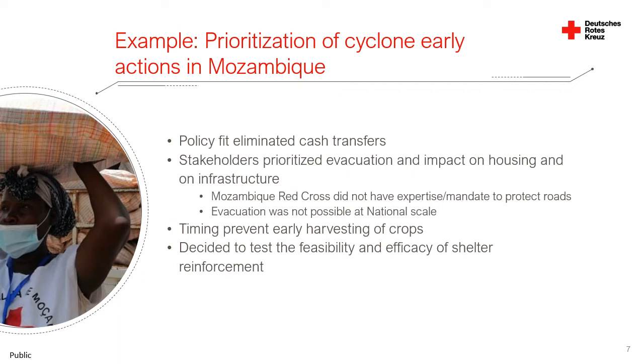Another potential early action, early harvesting of food crops to prevent damage and loss, would only be beneficial if disaster struck in the small window when crops were ripe, so that early action was eliminated based on timing. In the end, despite minimal evidence that shelter strengthening could work in the Mozambican context, because no one had ever tried it, Mozambique Red Cross decided to test the feasibility and effectiveness of distributing shelter reinforcement kits. Eventually, the results of activations will help build the evidence base for whether such early actions can be effective.